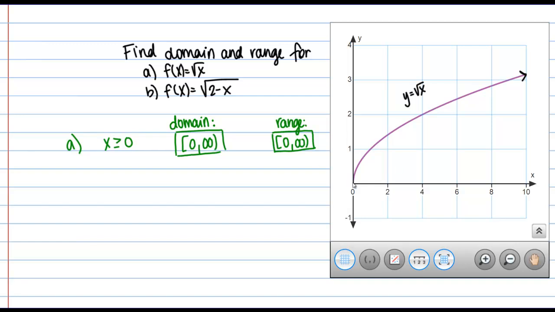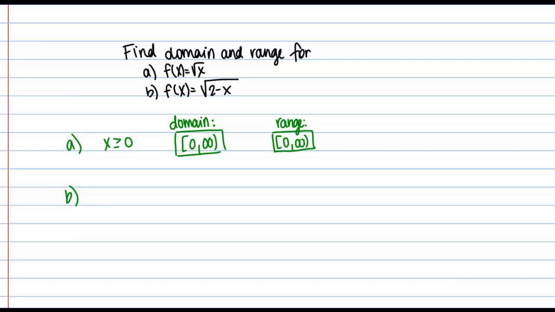So we see then that the domain, which is the x values, is actually starting at 0 here and then continuing to infinity, and the range as well, right? My y values start at 0 and then go on up to infinity. So it looks like we were correct on this domain and range. So then let's move on to part B.